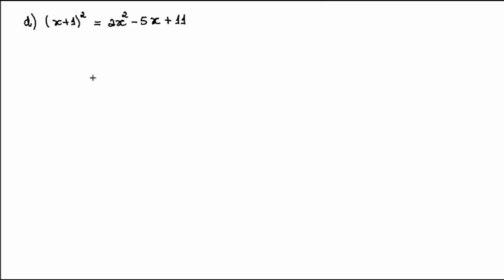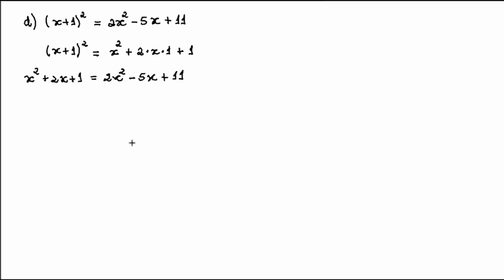Okay, let's now solve a little more complex quadratic equation. First, let's expand the left side of the equation. The square of a binomial can be written as the square of the first term plus 2 times the first term times the second term plus the square of the second term. So the equation becomes x squared plus 2x plus 1 equals 2x squared minus 5x plus 11.